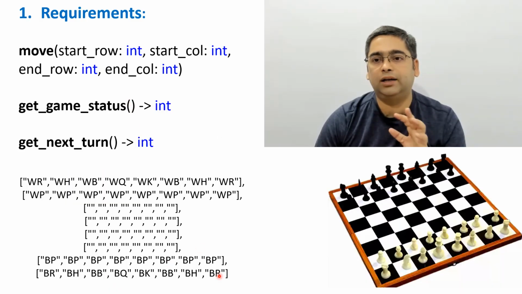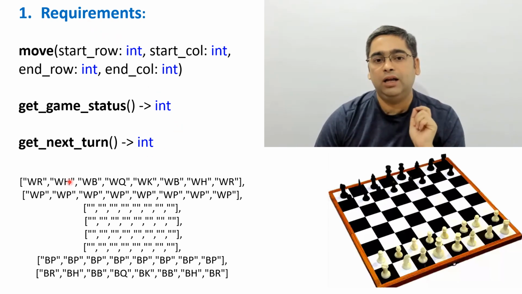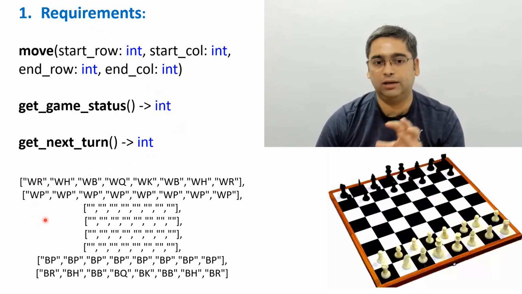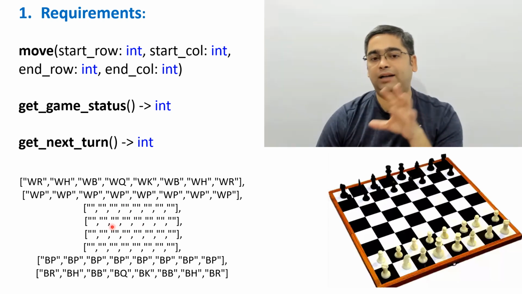Now that we have revised the rules of the chess game, let's go through the requirements. But before that, let's see how our chessboard is going to look. It is going to be 8 rows and 8 columns. Each piece will be represented as a string. The first character is the color of the piece and the second character is the type of the piece. So WR is white rook, WB is white bishop, BH is black knight, BQ is black queen, and BK is black king. And WP is white pawn, BP is black pawn. And an empty string means that the square is empty.